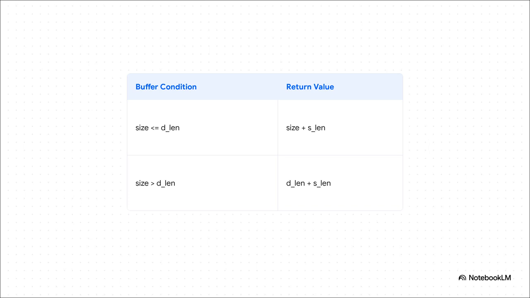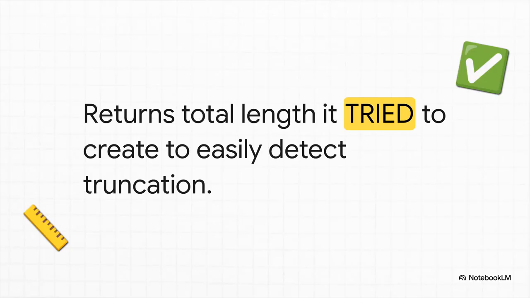I know the logic behind the return value can be pretty confusing, but it breaks down nicely based on the buffer condition. Essentially, the function always returns the total length of the string it tried to create, regardless of whether it actually had enough space to finish creating it. The brilliance of returning the attempted length is that the programmer using your function can just check if the return value is greater than or equal to the size limit they provided. If it is, they instantly know the data was cut off and truncated. It's really a fantastic built-in safety mechanism.